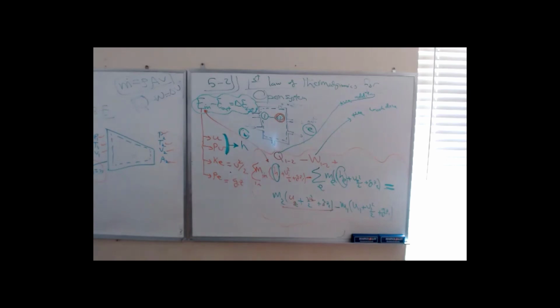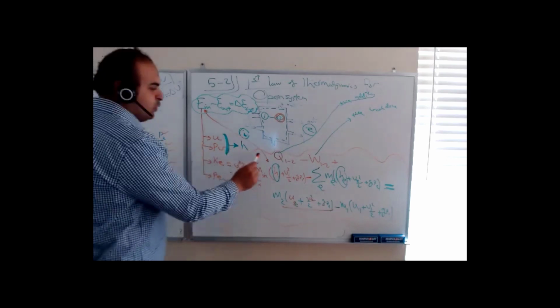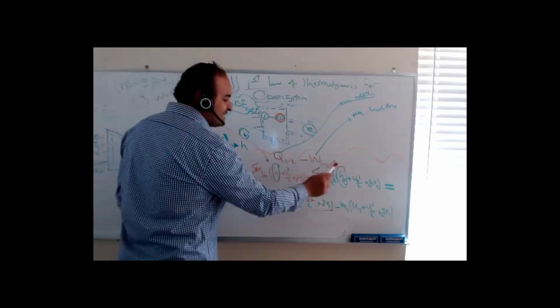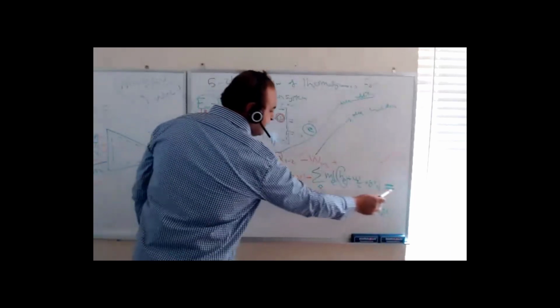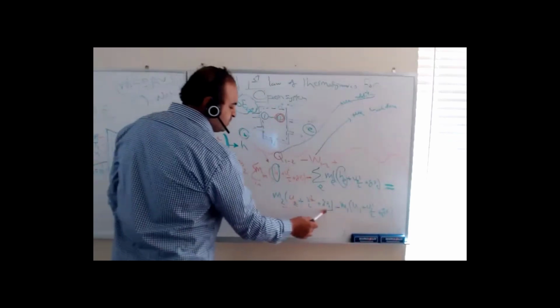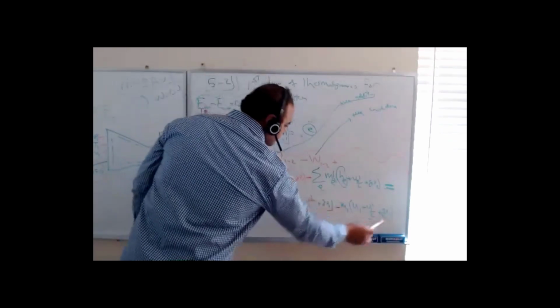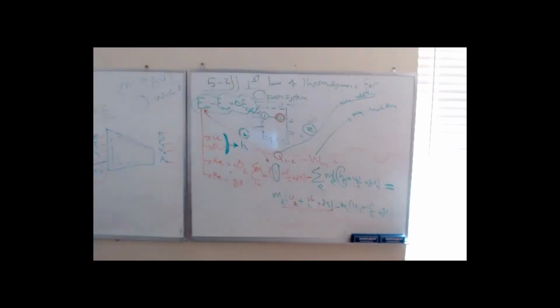So read it with me. Read with me, guys. Q minus W plus sigma energy in minus sigma energy out equals energy at state 2 minus energy at state 1. Make sense? Does it make sense for you guys?